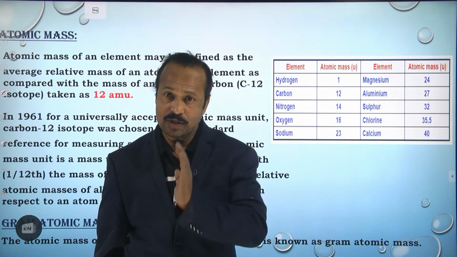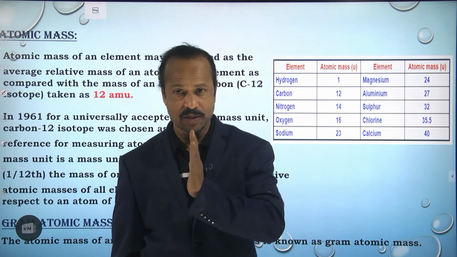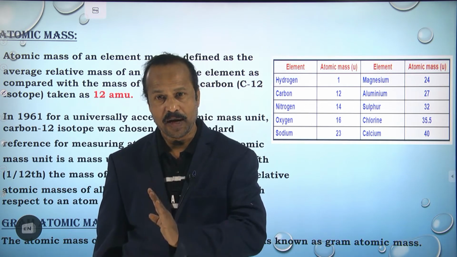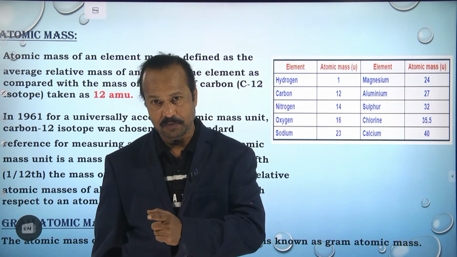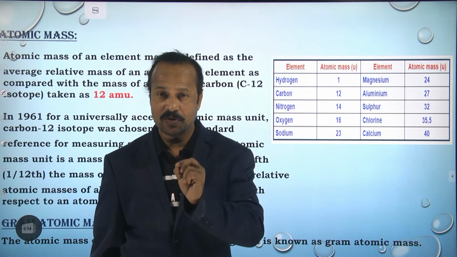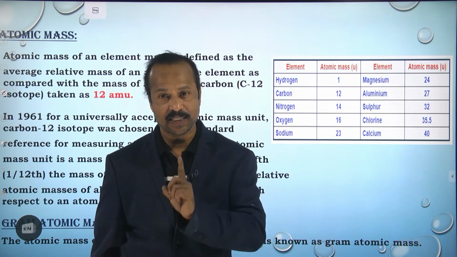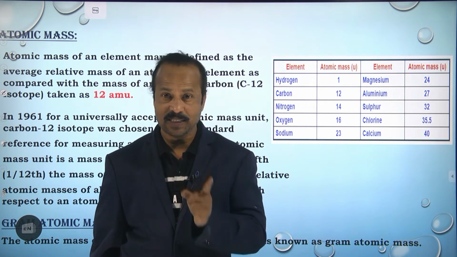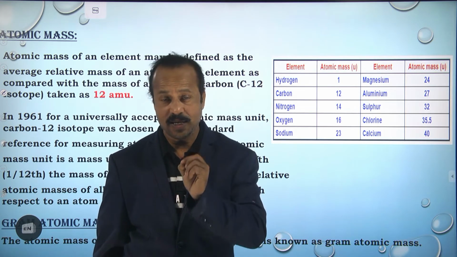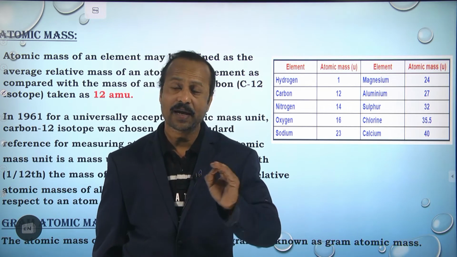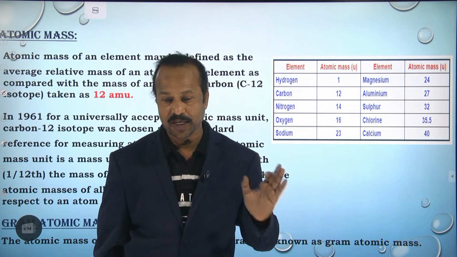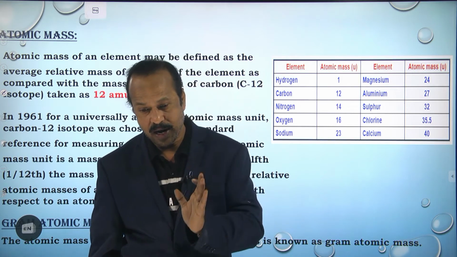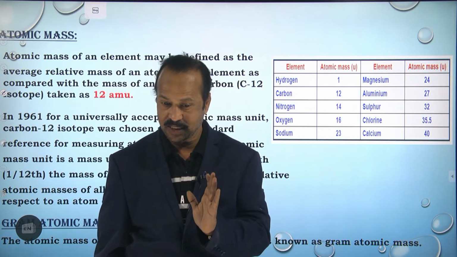Now based on this, the atomic masses of the other elements are calculated. Based on this means what? This 1/12 of the carbon mass is taken as a standard, or as a reference. By taking this as a reference, the atomic masses are calculated. The relative masses were given to all atoms. Is this clear to you?